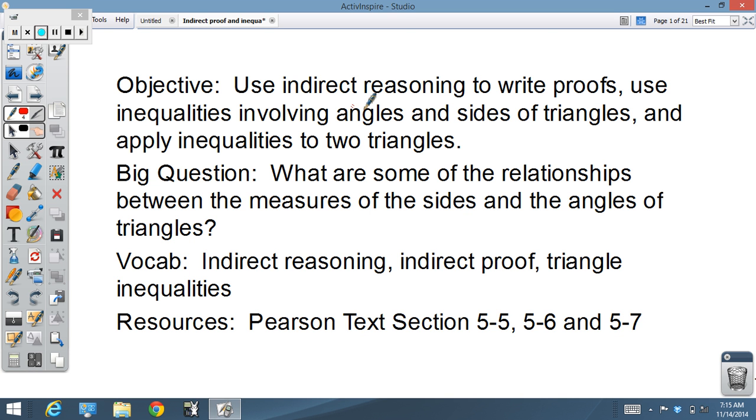All right, so we're going to use indirect reasoning to write proofs, use inequalities involving angles and sides of triangles, and then apply those inequalities to two triangles as well.